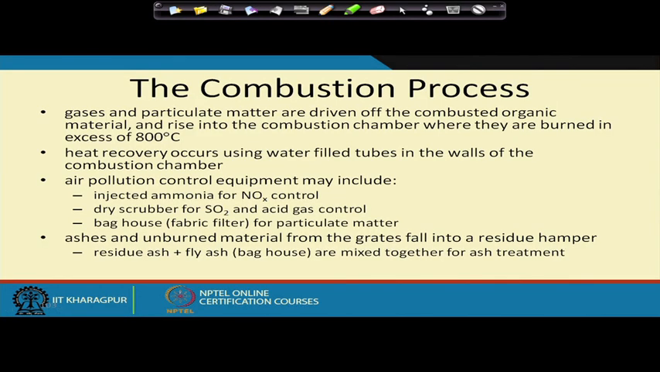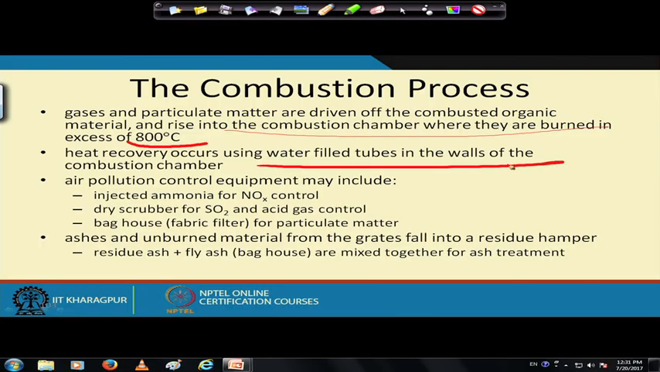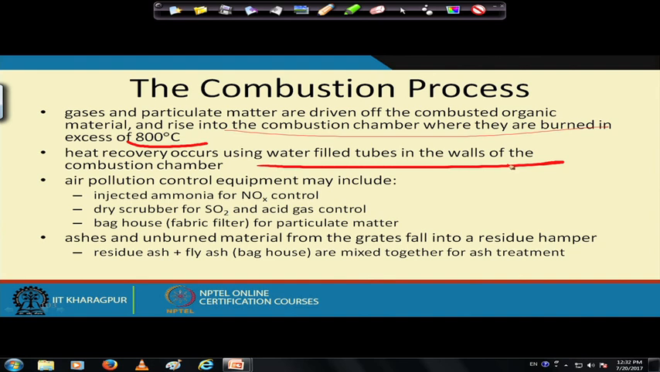So once then the gases and the particulate matter, the organic material will be combusted, and then they will rise into the combustion chamber where they are burned in excess of 800 degrees centigrade. So this is taken to another combustion chamber where they will be heated up to 800 degrees centigrade. Then we will have the heat recovery system using the water filled tubes. So you will have the walls of the combustion chamber. So that's the heat exchanger where the heat generated will be taken up by this water. Water will get heated up, and so that will basically produce steam, and that steam will lead to the generator, your turbine and all that.